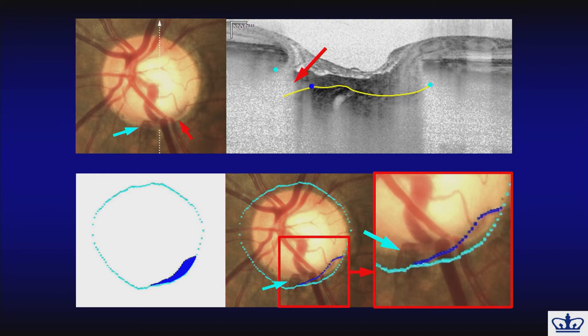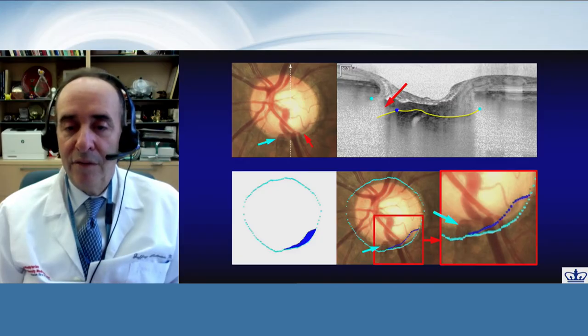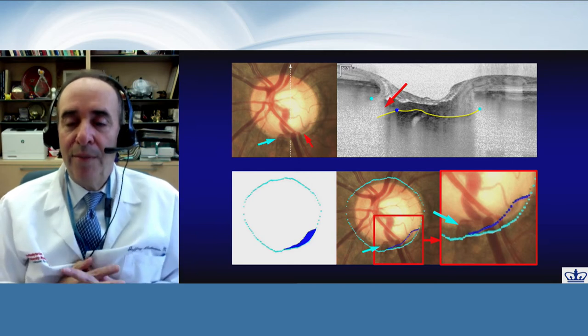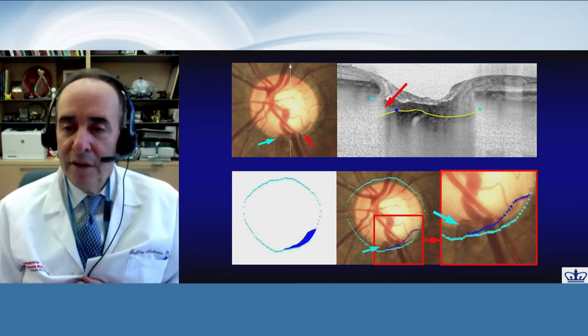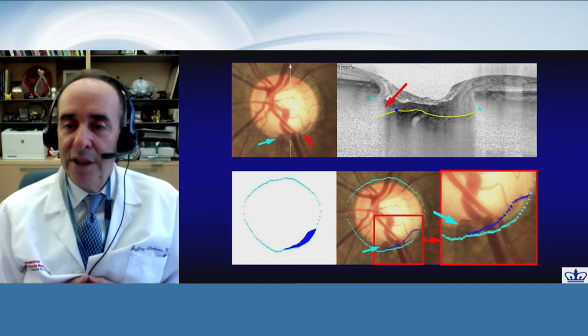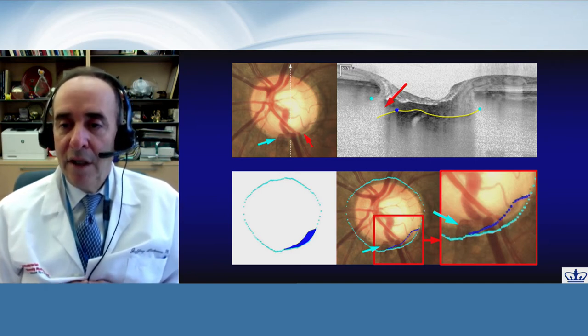In this image, on the upper left, at the blue arrow is a disc hemorrhage, and the red arrow shows an acquired pit of the optic nerve head. On the upper right, we can see that that acquired pit of the optic nerve head corresponds in this enhanced depth imaging OCT image to a laminar disinsertion.